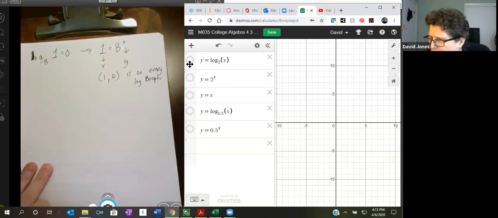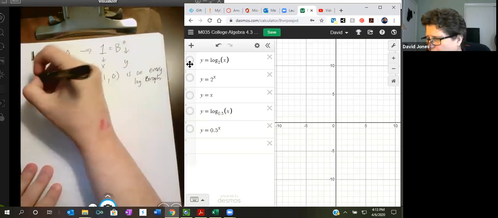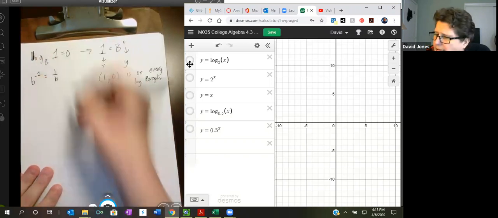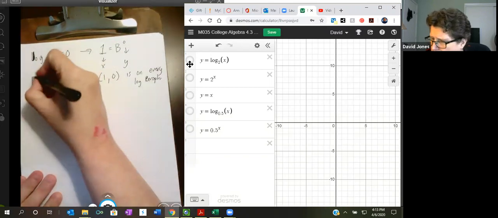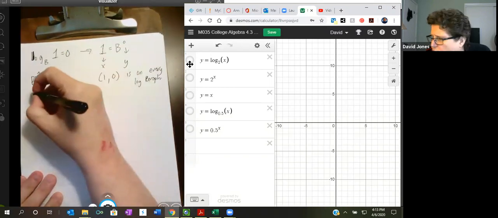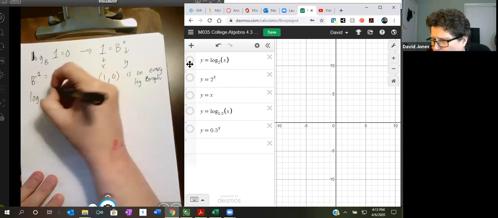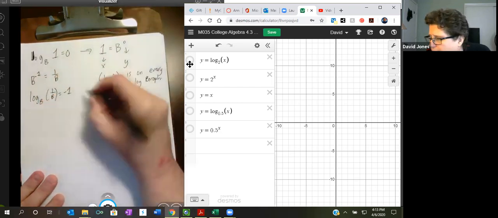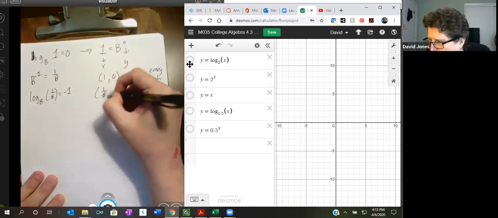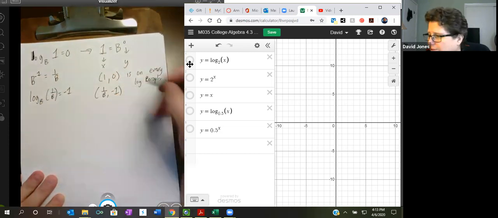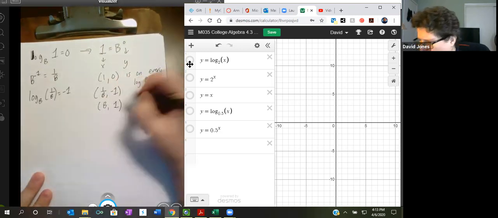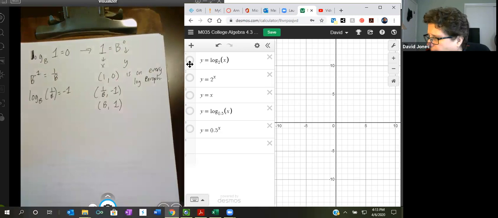And finally, the other one that appears on every log graph, we know that b to the negative 1 equals 1 over b. So log base b of 1 over b equals negative 1. And we get 1 over b comma negative 1 also is on every graph. So we've got b comma 1, 1 over b comma negative 1, and 1 comma 0.